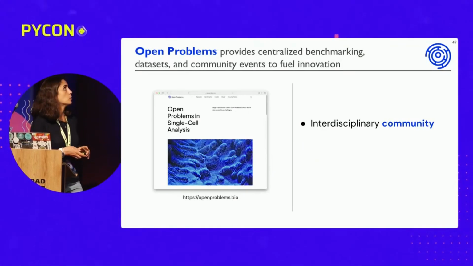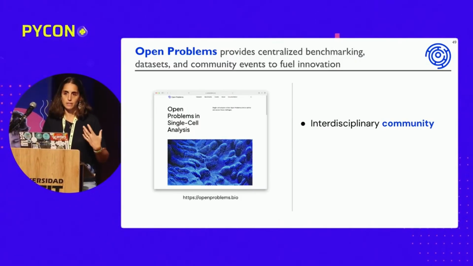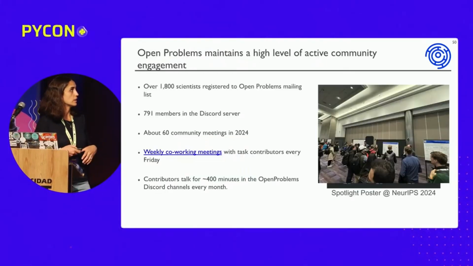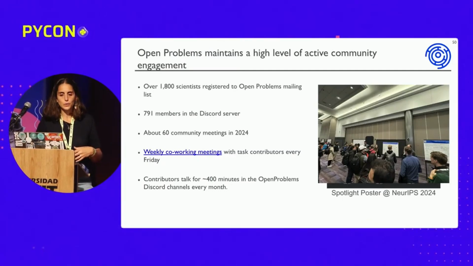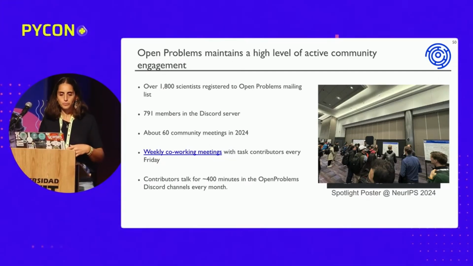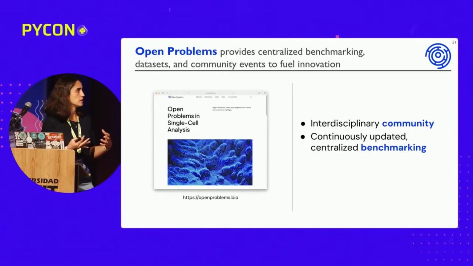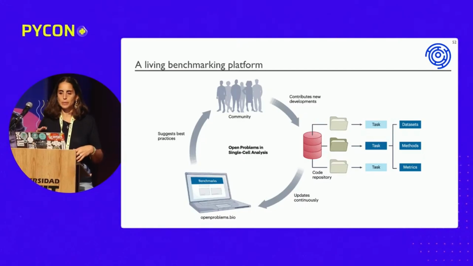So what we try to do with Open Problems is to provide centralized benchmarking datasets and community events that fuel innovation. There's a very active interdisciplinary community. There's a Discord server. We host community meetings and weekly co-working meetings. We continuously update, and it is centralized. So we have a platform where developers and users can contribute datasets, methods, and metrics.